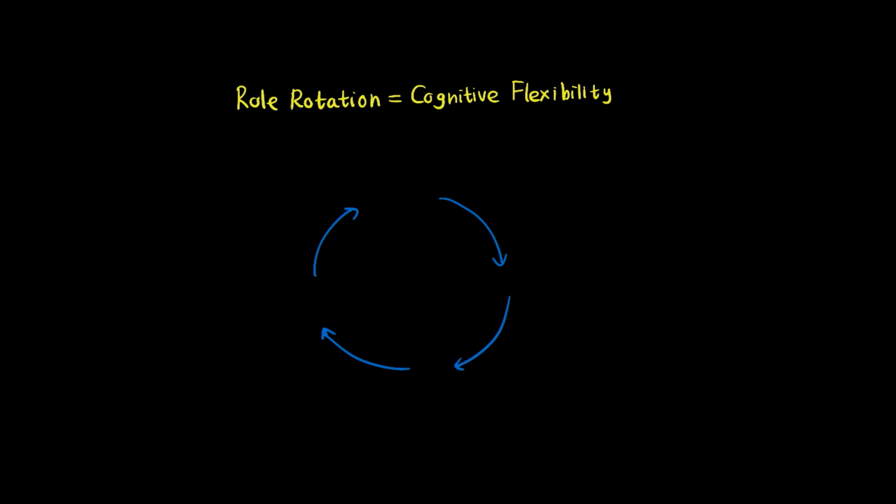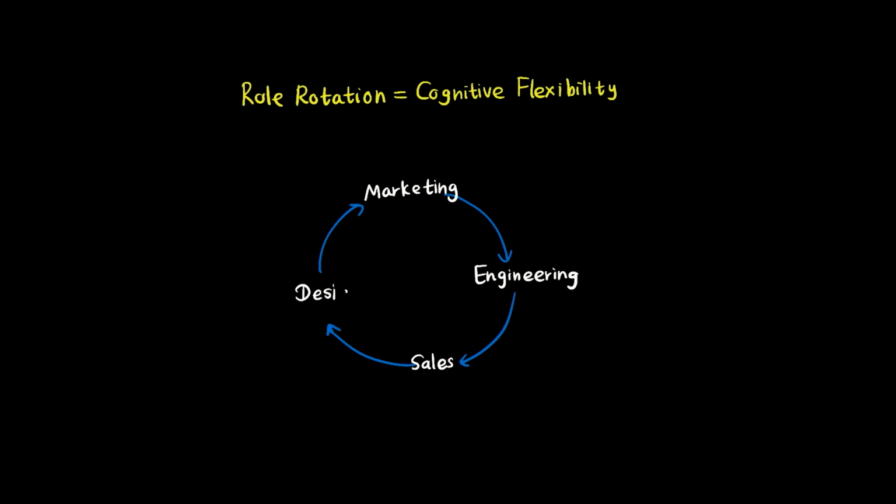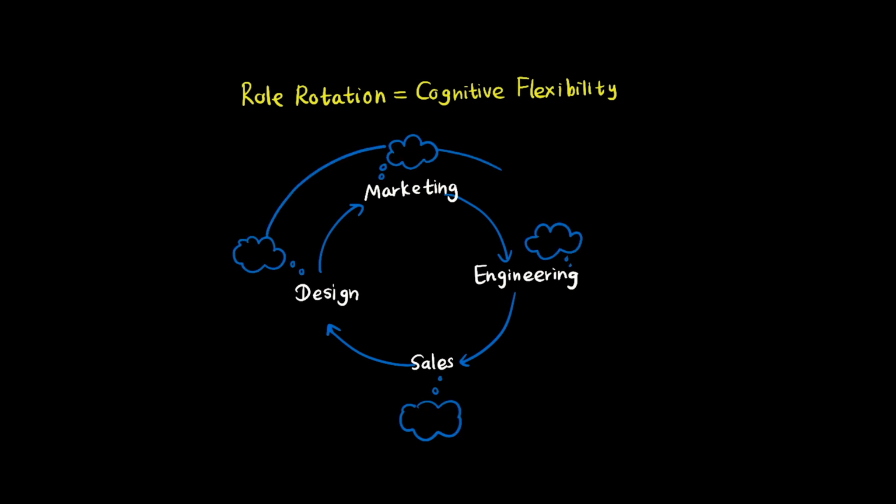Role rotation is like cross-training for the creative mind, and here's why it's so powerful. When employees move between departments, they're forced to see problems from multiple angles, developing cognitive flexibility. Each new role requires adapting to different thinking patterns, tools, and perspectives. Over time, this mental gymnastics creates employees who can fluidly shift between different problem-solving approaches, making unexpected connections that lead to innovation.